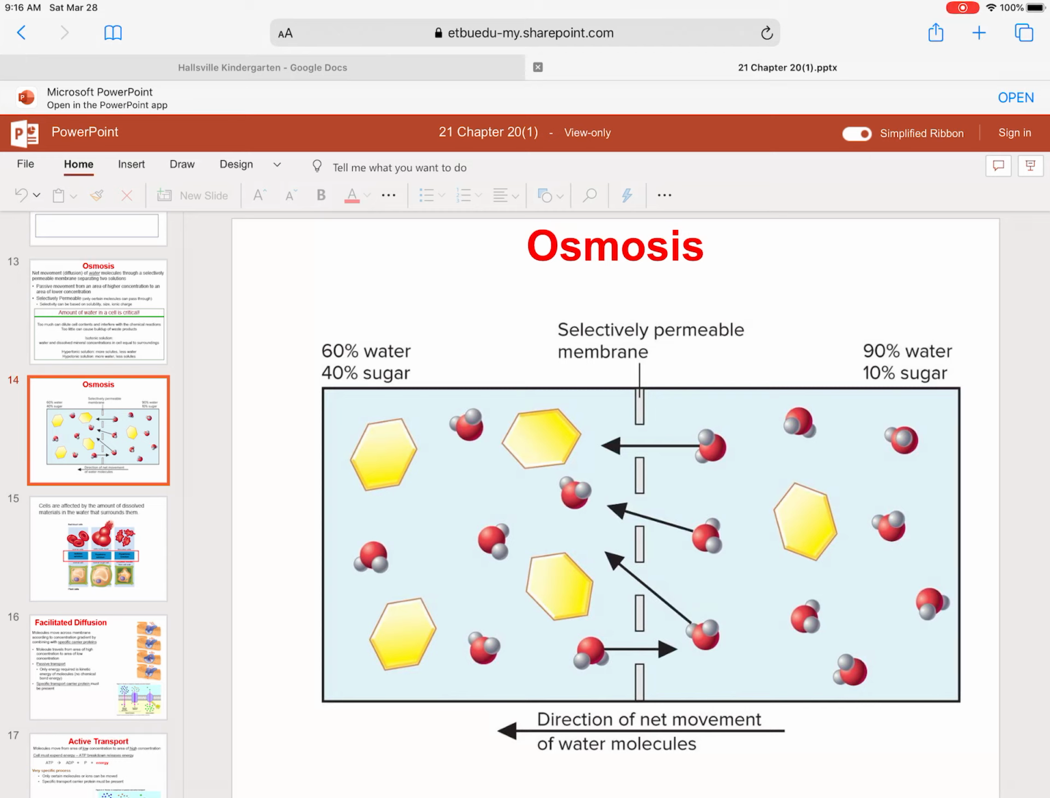So in order to balance that out, the water is going to move to the left to increase the amount of water on the left and decrease that relationship between the water and the sugar. Okay, so that's what osmosis is. Diffusion would be the sugar moving. Osmosis is the water moving.